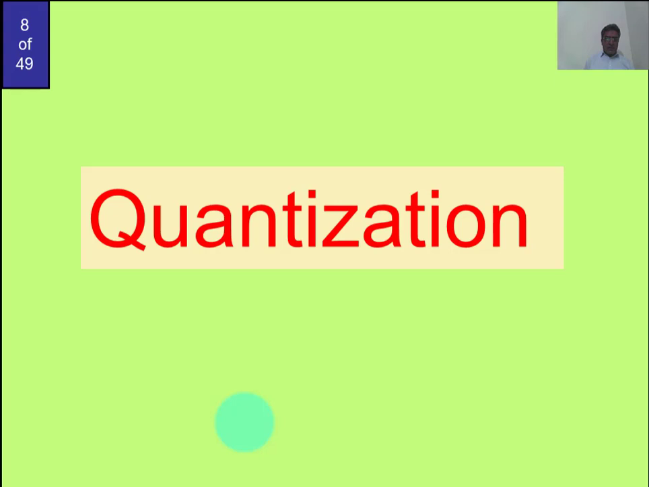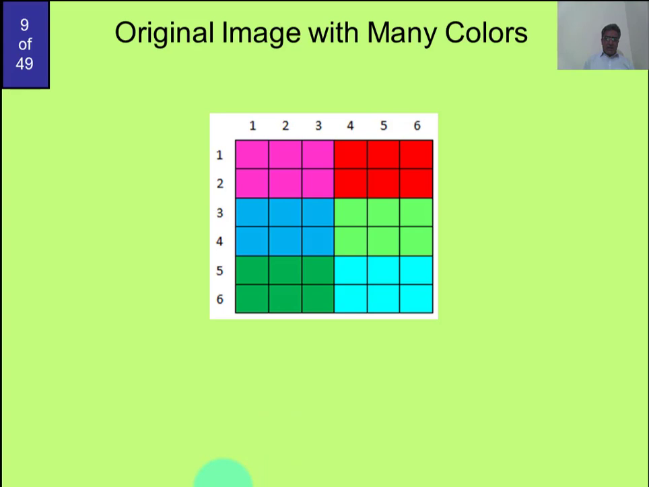Similarly, there is another concept of quantization. Look at this concept. This concept belongs to colors. Original image with many colors. You may observe red color. This is pink color. This is blue color. And this is cyan color, related or near to blue. This is green color and this is grapes color, which is also related to green color. There are six different colors in this image, and in the next slide you may see what quantization means.